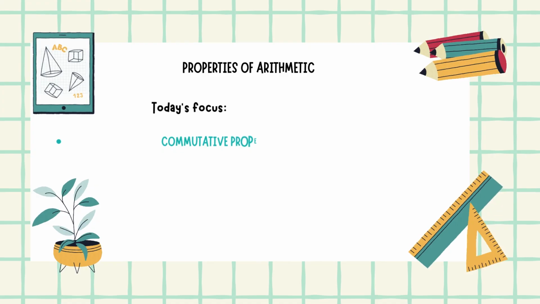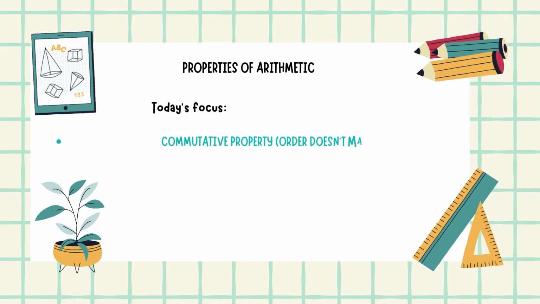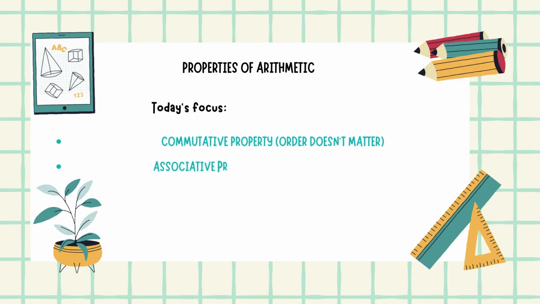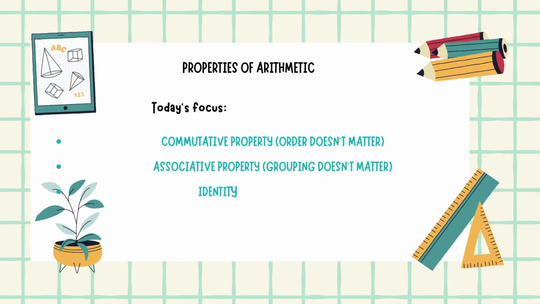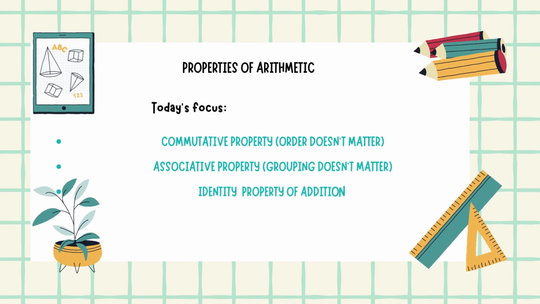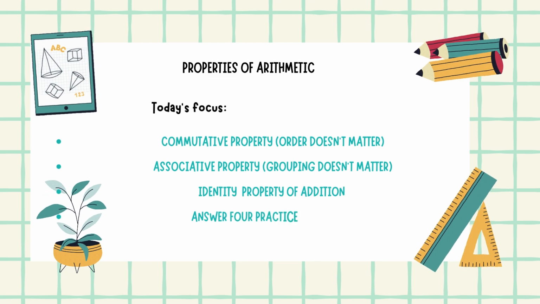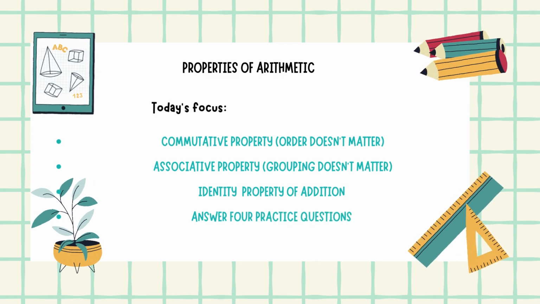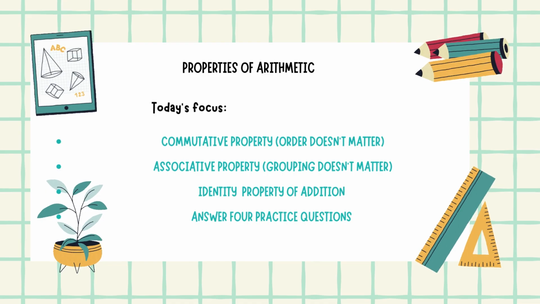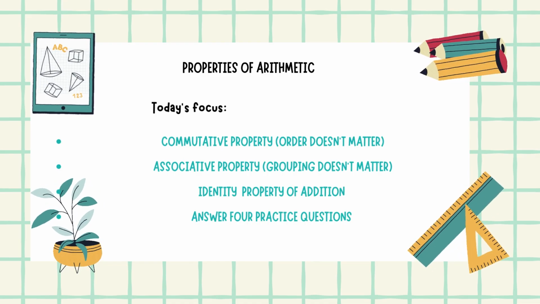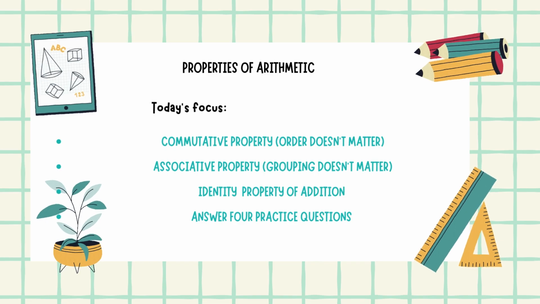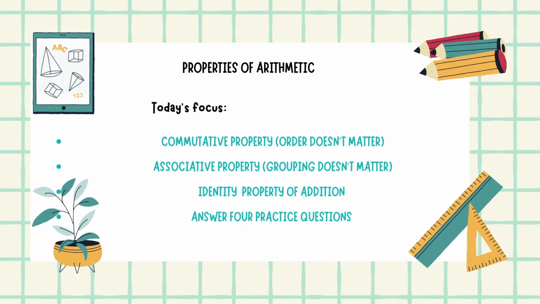By the end of the lesson, you will know how the commutative property works. The rule of thumb is, if we switch the numbers around, the answer stays the same. You will also learn the associative property. We can add numbers, no matter how the numbers are grouped with parentheses, and the answer will always stay the same. We'll also learn the identity property of addition. And lastly, we'll answer 4 practice questions.